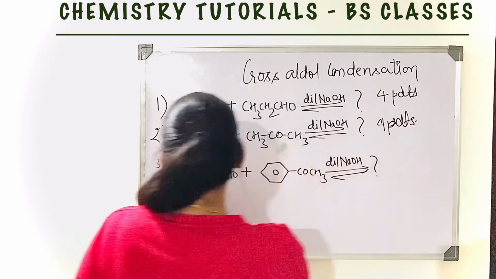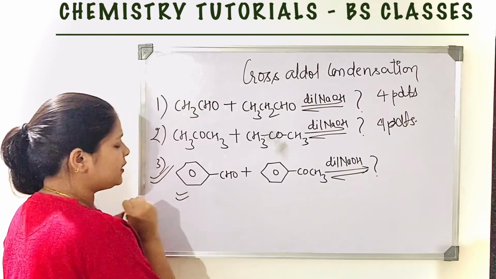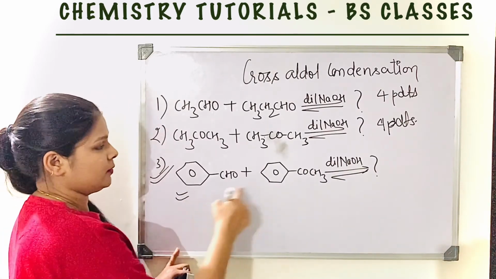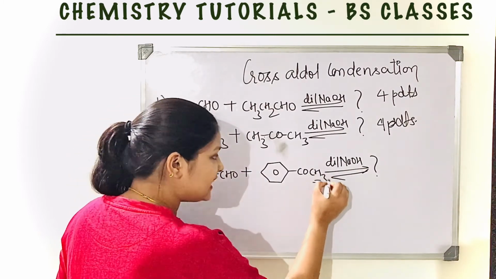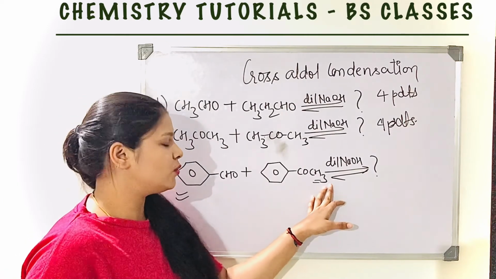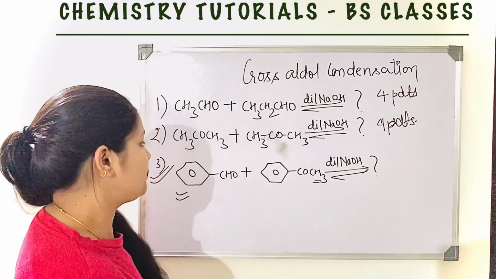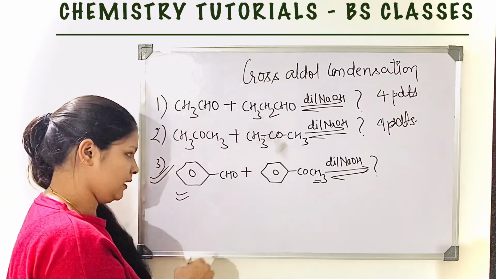Now come to the third one. In this case, this is benzaldehyde. There is no alpha hydrogen, but in this ketone, there is alpha hydrogen. There are 3 alpha hydrogens, and all are equivalent in nature. So we can take any one of them. Now this is homework for you. Now you can do it by yourself.